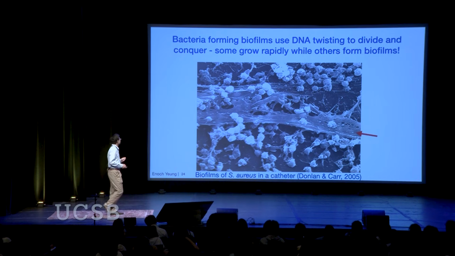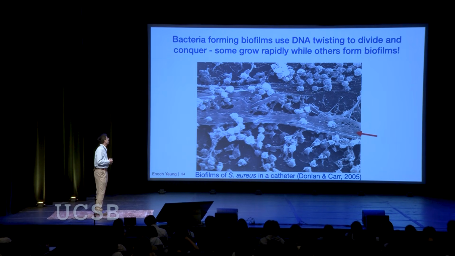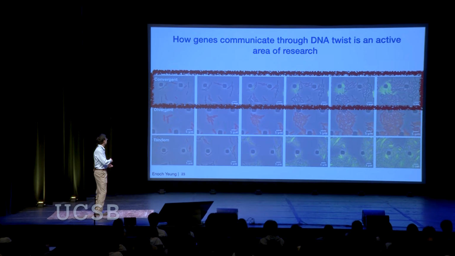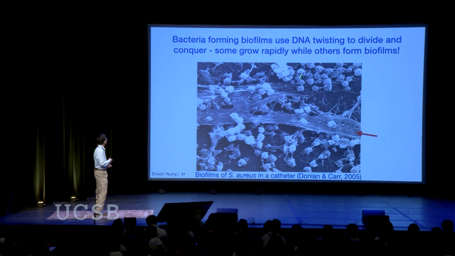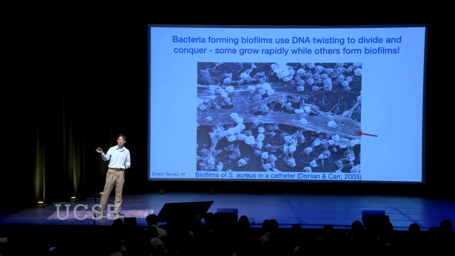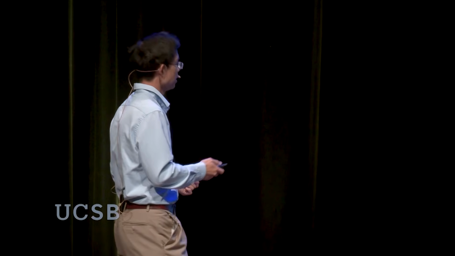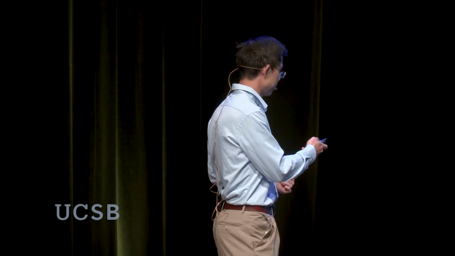One of the things we've discovered is that in biofilm clusters in naturally occurring pathogenic bacteria, you can take the biofilm clusters and study their DNA twist state. And what we have found is that biofilm cluster formation heavily leverages a convergent orientation. What does that do? Well, it makes it so that some of the cells are going to grow rapidly, while others decide to form biofilms. They will divide and conquer. Pretty effective. So that's pretty cool. And this example here is a picture of Staphylococcus aureus in a catheter.